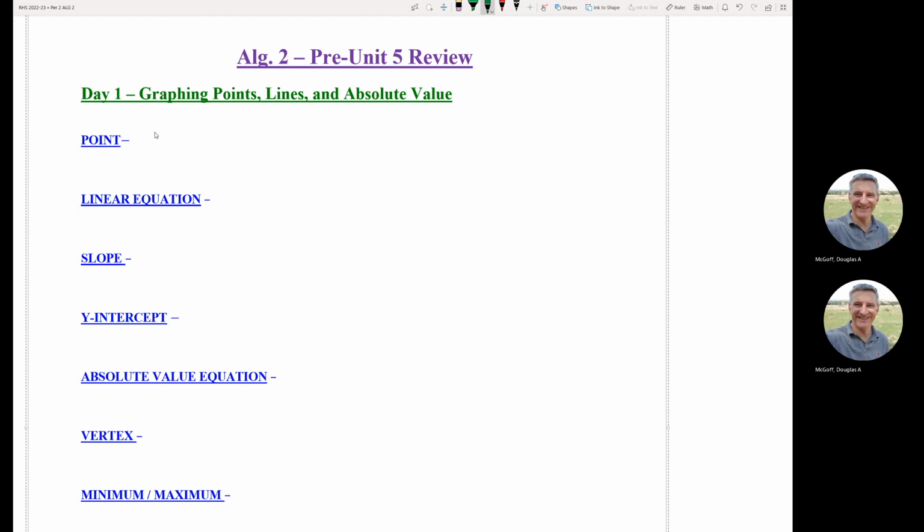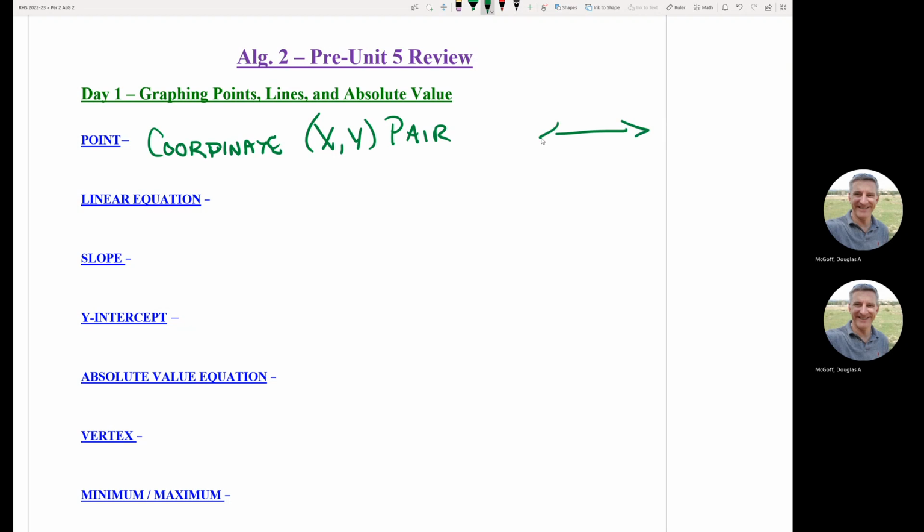So a point is a coordinate XY pair. Can't graph in 3 dimensions, we can only graph in 2. Okay, so flat paper, X goes side to side, Y up and down on your paper. Remember, the origin is the point 0, 0. Positive X goes to the right, negative X goes to the left, positive Y goes up, negative Y goes down.